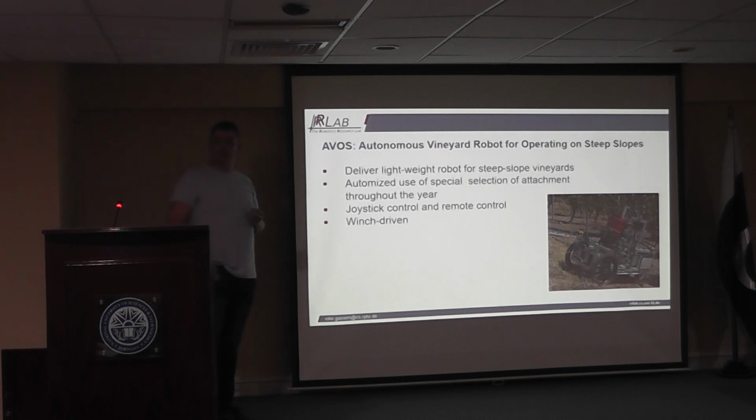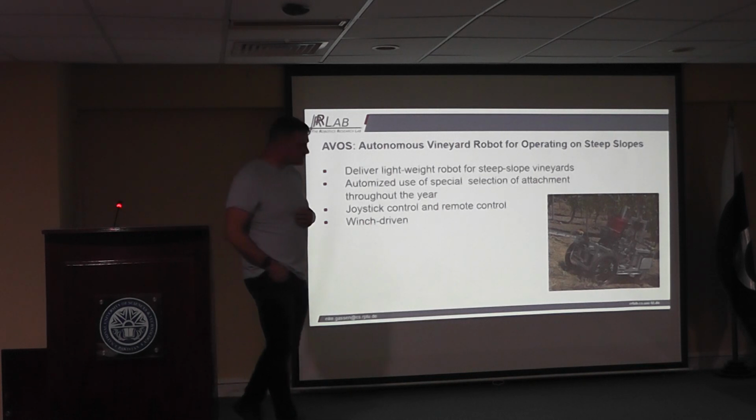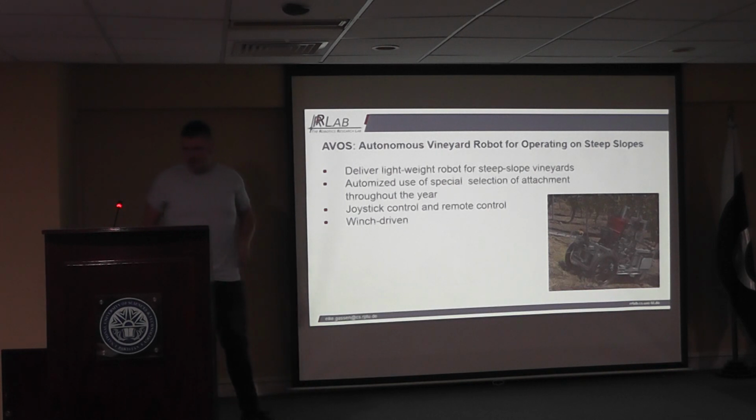So far to the first. This is the second project I want to introduce. This is a vineyard robot for steep slopes. The abbreviation is AVOS, so Autonomous Vineyard Robot for Operating on Steep Slopes. In Germany, we have steep slope vineyards with an inclination of up to 70 degrees. So very steep slopes where it's very hard to work all day, especially in the summer. In the summer it's very tedious and hot, and people don't want to do the work by hand anymore.